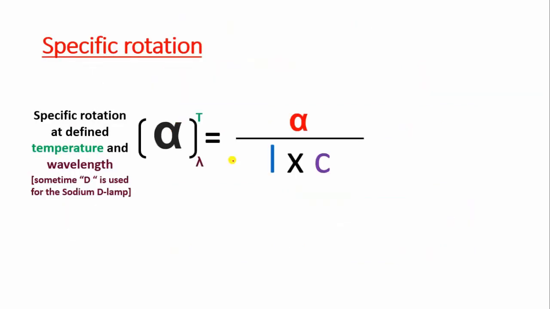This optical activity of different isomers can be measured through the specific rotation. Specific rotation is measured at a defined temperature and wavelength. This is T for temperature and this is lambda for the wavelength. Sometimes D is used for the sodium D lamp. Now we will see this equation. What does alpha stand for, what does L stand for, and what is C?